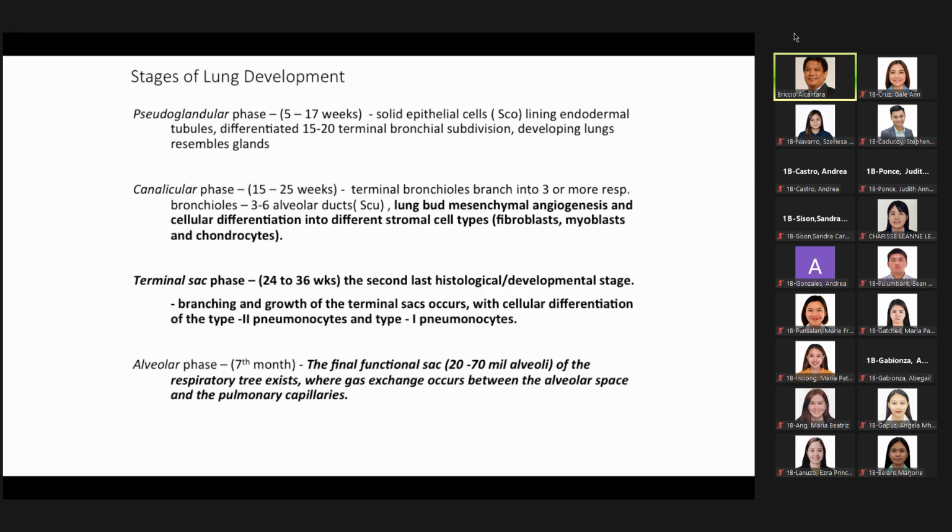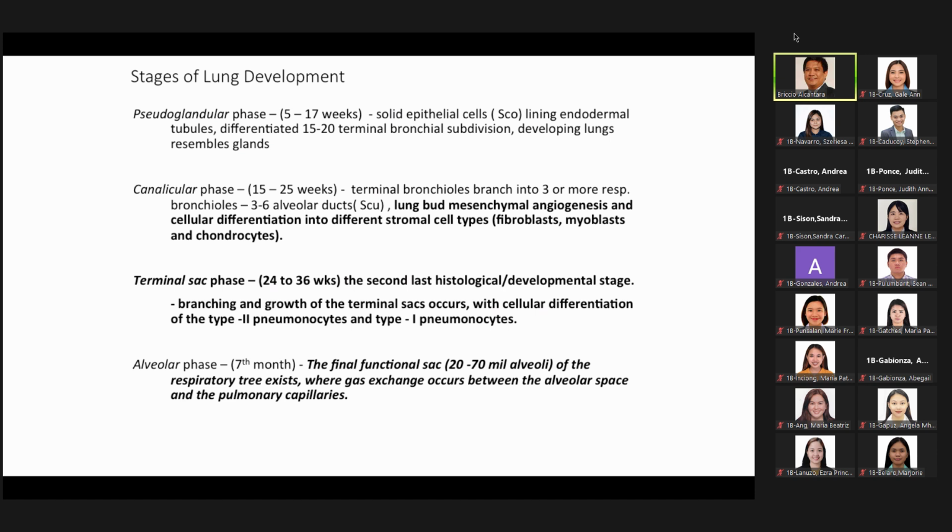Okay. So the stages of your lung development, your pseudoglandular, embryonic to fetal. What will you see here? You will see your solid epithelial cells lined by your simple columnar. You have about 15 to 20 terminal bronchial subdivisions, and the developing lungs will resemble glands. That's why it's pseudoglandular.